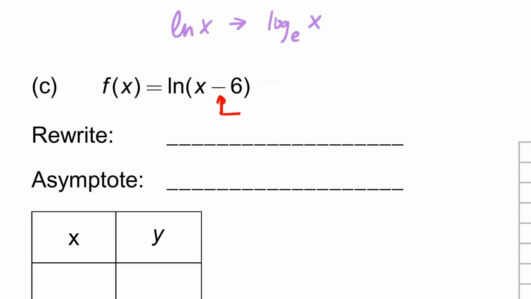Shifted to the right by 6. How do you know it's to the right? It's a negative. Opposite direction. Okay, I know I'm playing dumb right now, but I want you guys to have this ingrained in your memory. Okay, so right by 6.